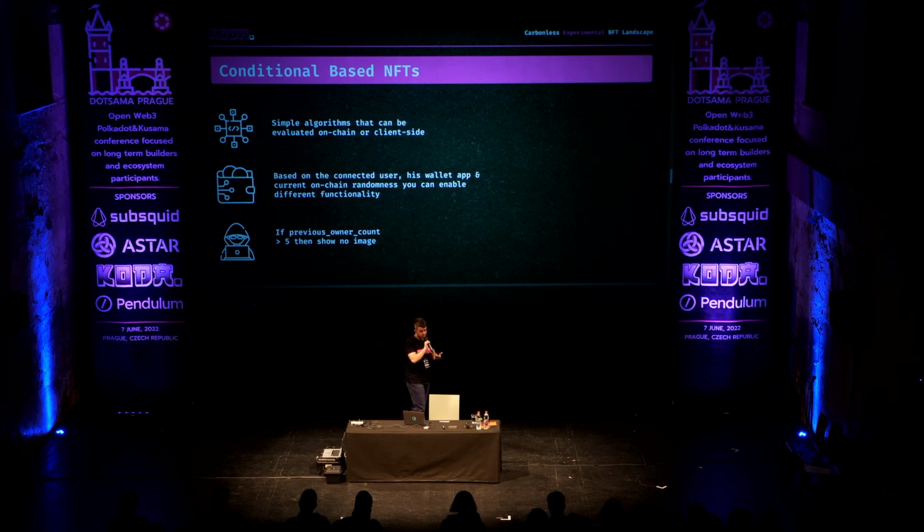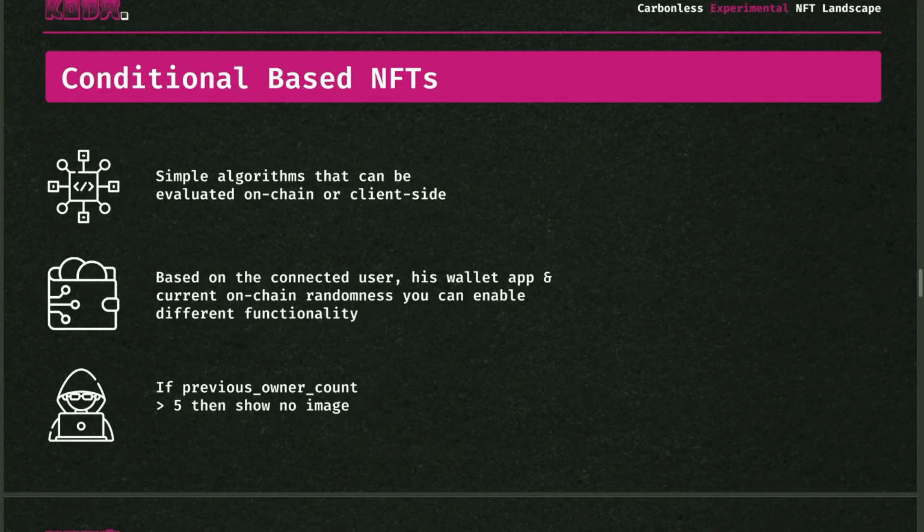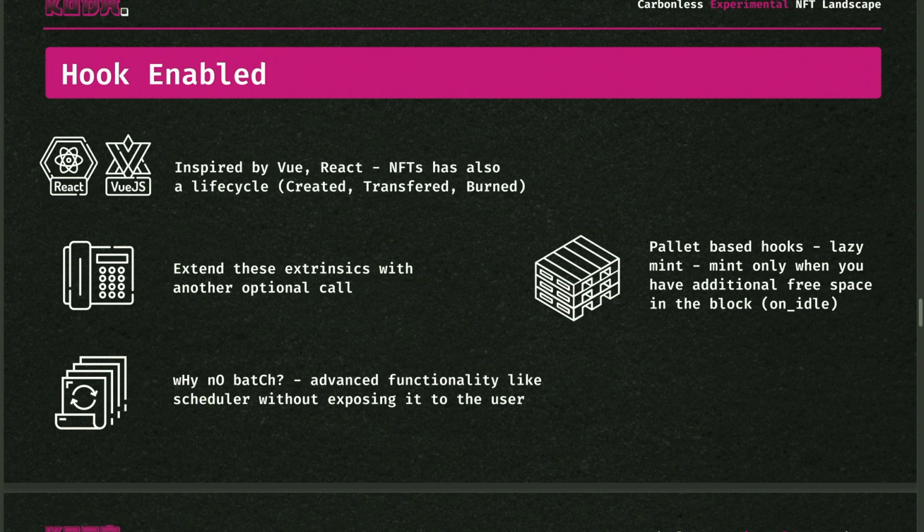We are thinking of having simple algorithms that can be evaluated either on-chain or off-chain. For example, based on what kind of wallet you are using or who is connected to your app, you can show the NFT or hide it. For example, I got the NFT as a birthday gift, and with the conditional NFT, you can set that if the current owner is Viki, then you can show the picture, otherwise don't show it. Same if the NFT was owned by more than 5 people before, show no image also.